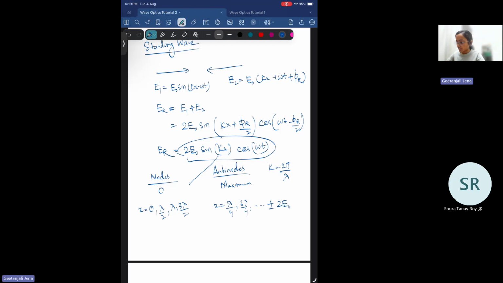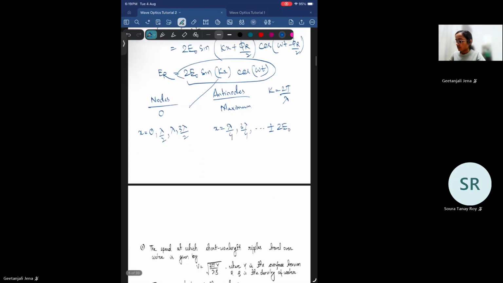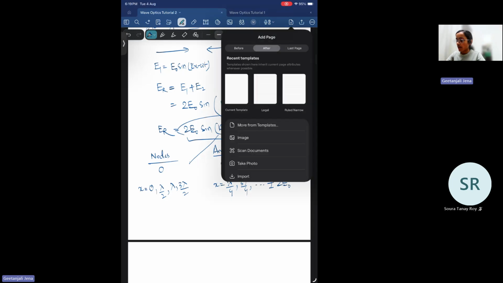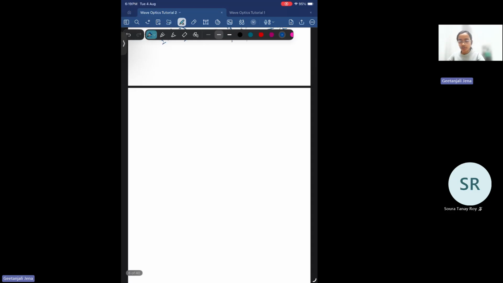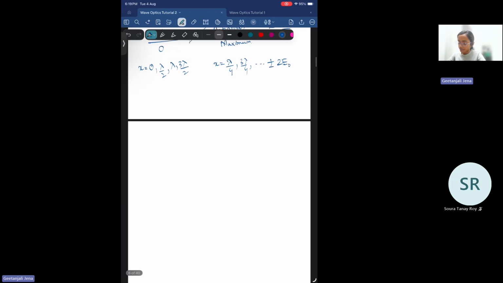Okay, so this is about the standing wave. Afterwards, we saw what happens when we superimpose two waves of different frequency. In this situation, we have a carrier wave and an envelope wave, and we have the concept of phase velocity and group velocity. So, superposition of two waves of different frequency.